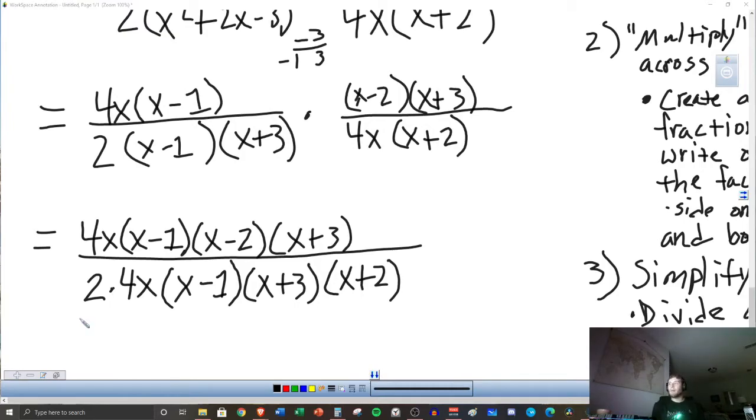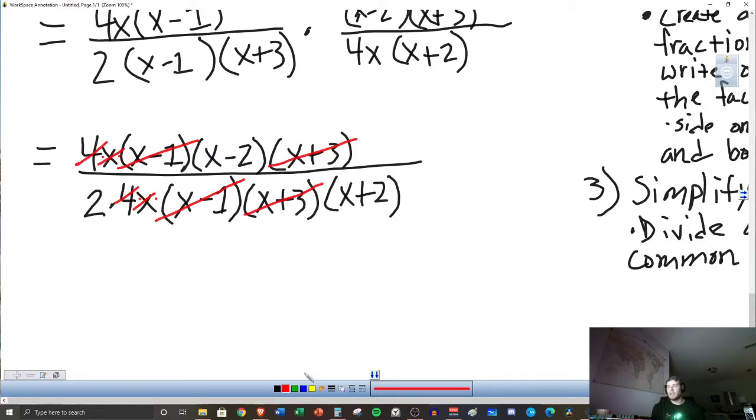Okay, so what are the common factors? Well, these 4's are going to go away, and the x's, they're being separated by multiplication, so I can do that. The x minus 1 and the x minus 1, the x plus 3 and the x plus 3. Now this x minus 2 and this x plus 2, they don't cross, we don't divide those out. So we get our final answer here.